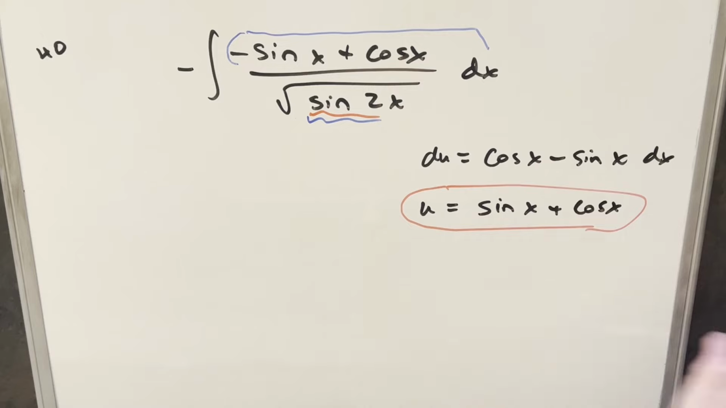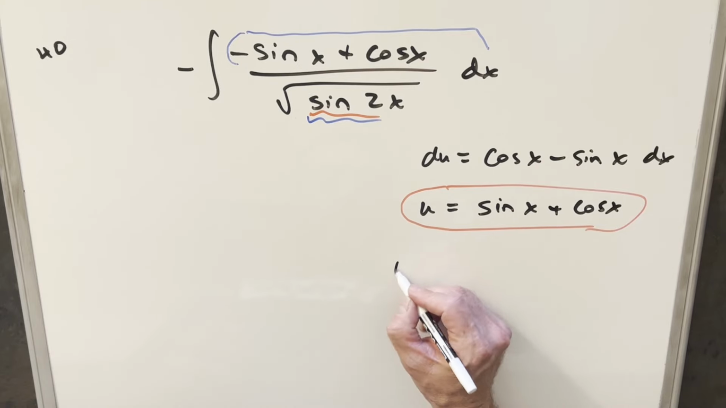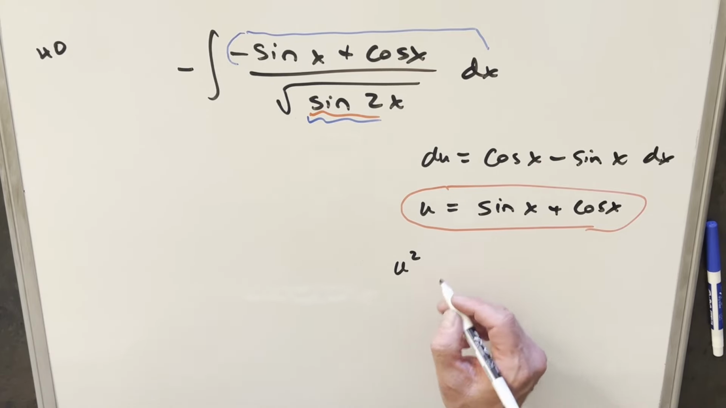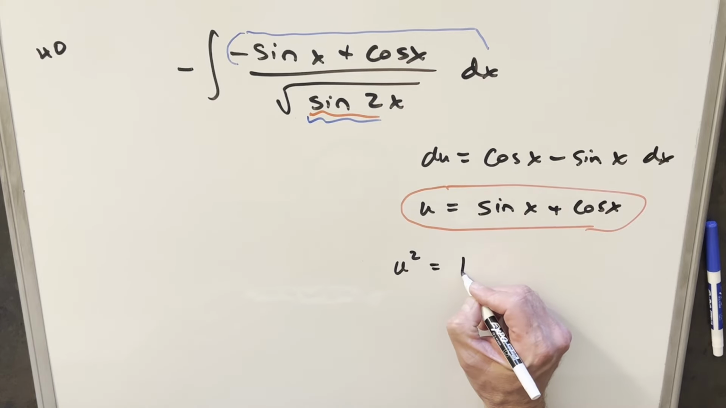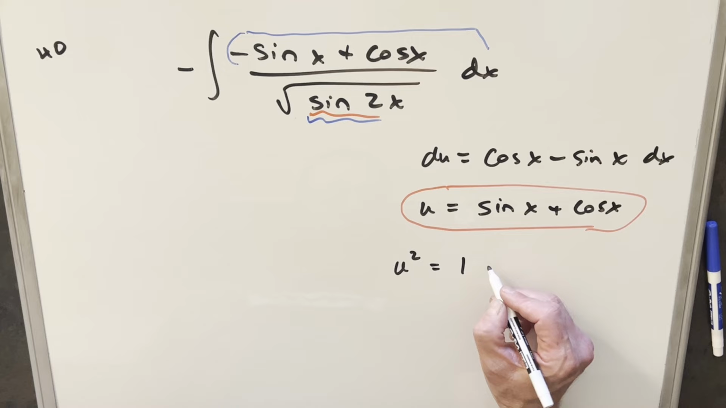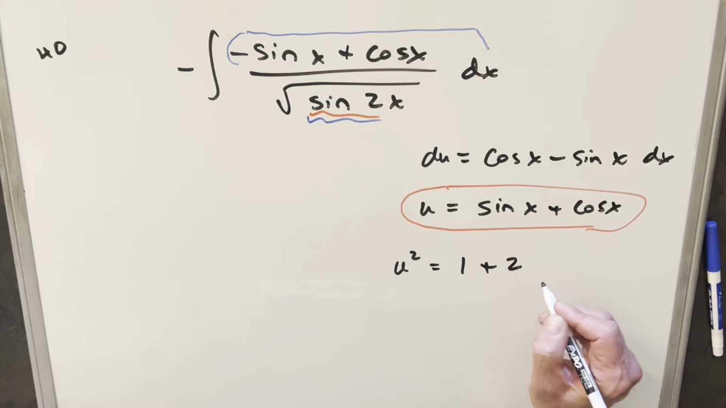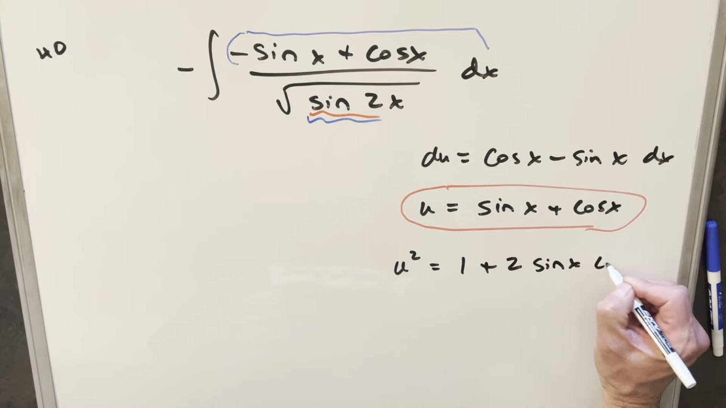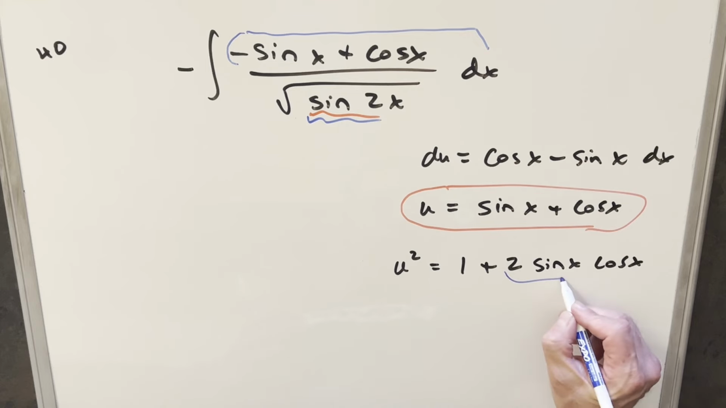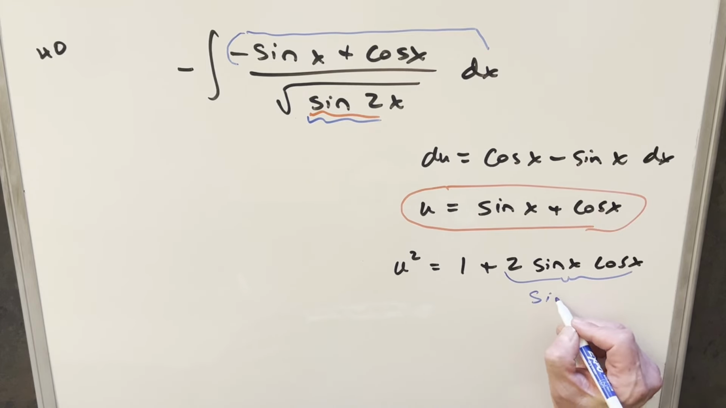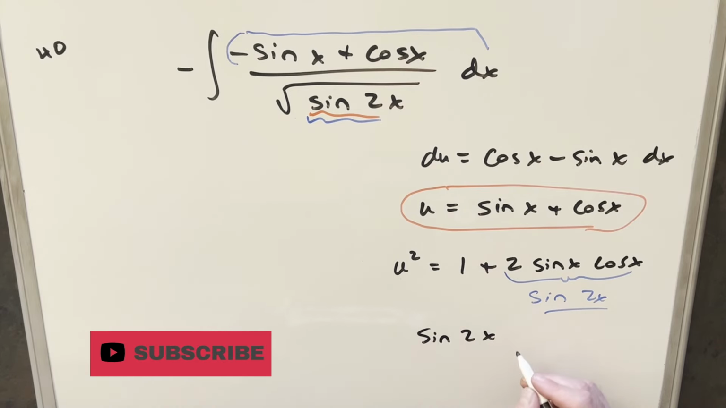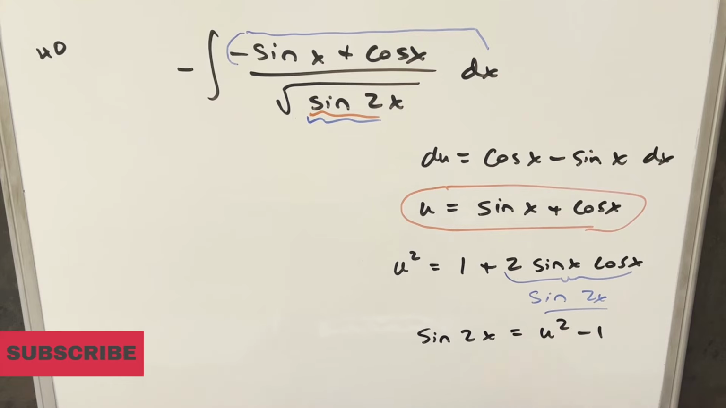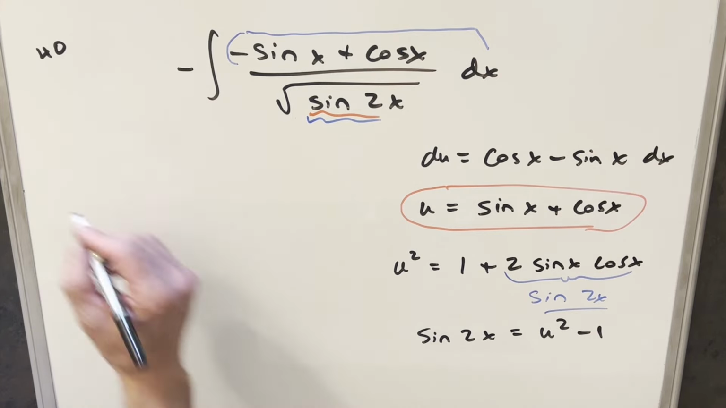So I'll work from this, and first let's square it. If you square it, we're going to have sine squared plus cosine squared, which gives me a 1. Then for the middle terms, multiplying it out, you're going to get plus 2 sin x cos x. But this is just the double angle formula for sine, so I can rewrite this as sin 2x. And then solving for sin 2x, subtracting off 1, we get sin 2x equals u squared minus 1. So now we have everything we need to go ahead and substitute.